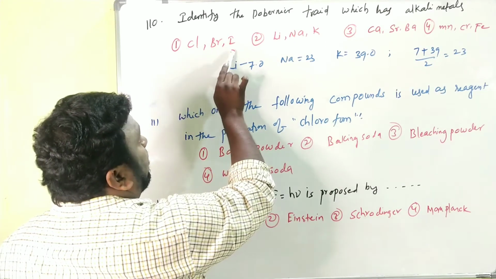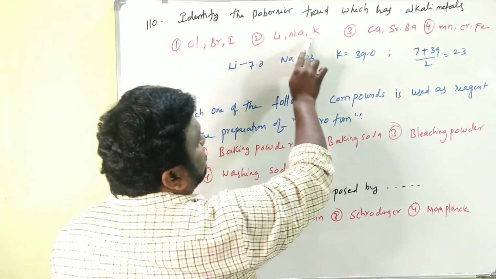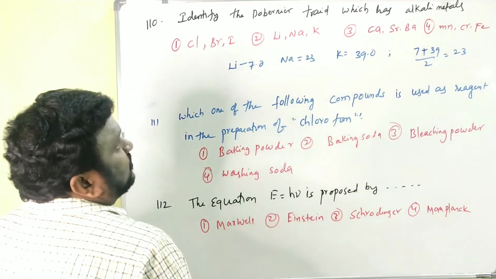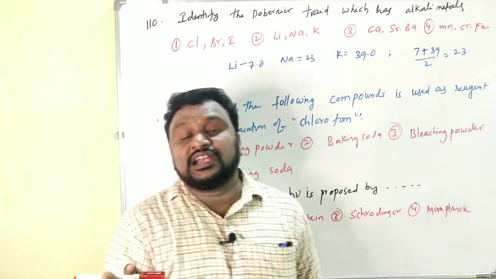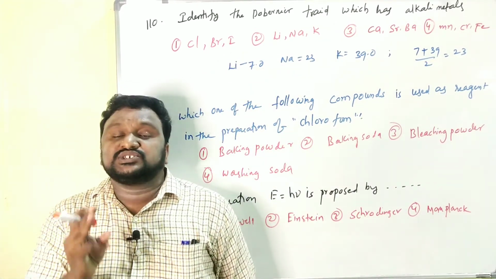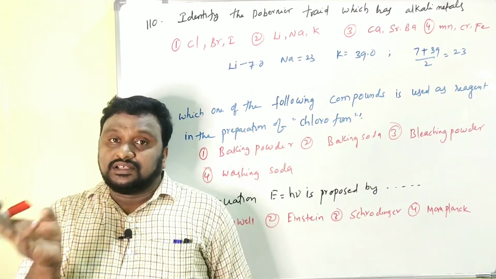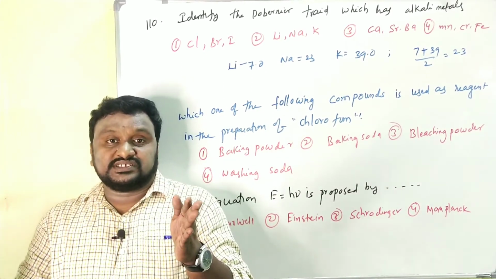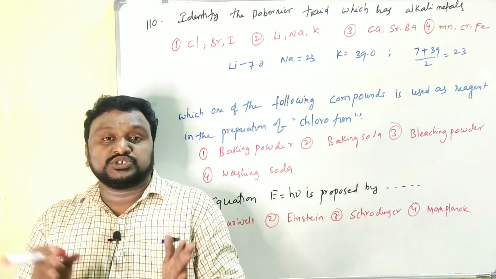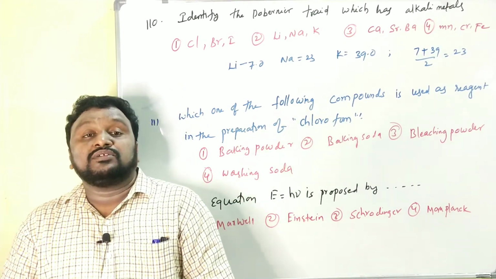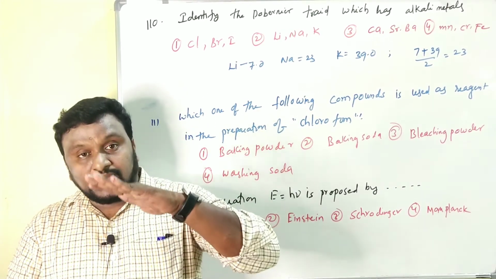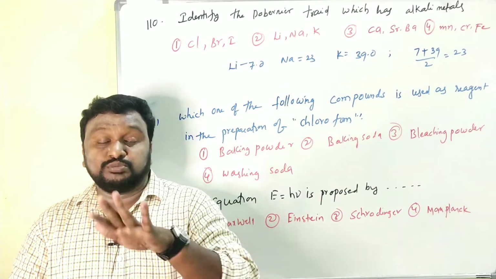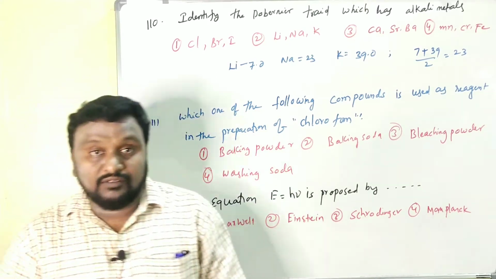Chlorine, bromine, iodine, lithium, sodium, potassium, Ca Sr Ba, Mn Cr Fe. So what is the Dobereiner triad concept? A triad consists of three elements, X, Y, Z. The average of the atomic weights of the beside elements should be equal to the atomic weight of the middle one.